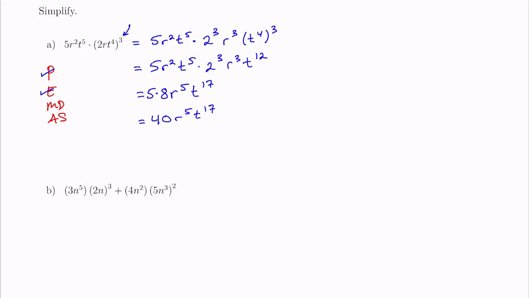In part B, we're going to simplify the expression 3n to the fifth times the quantity 2n raised to the third power plus 4n squared times the quantity 5n to the third raised to the second power. For part B, I'm going to again start by writing down the order of operations. Parentheses, exponents, multiply and divide left to right, add and subtract left to right.